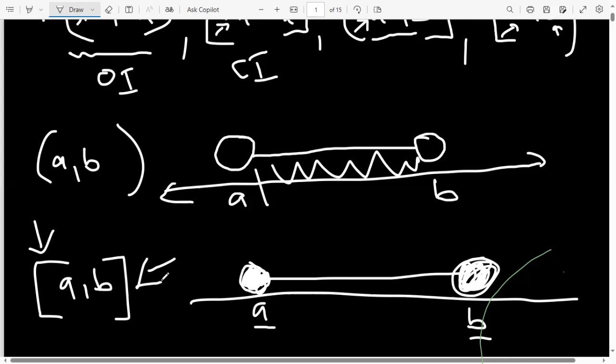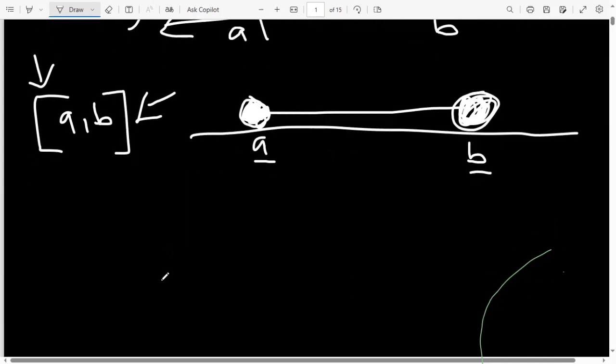So know the types of brackets and know what they mean. And then there is a confusion among students.